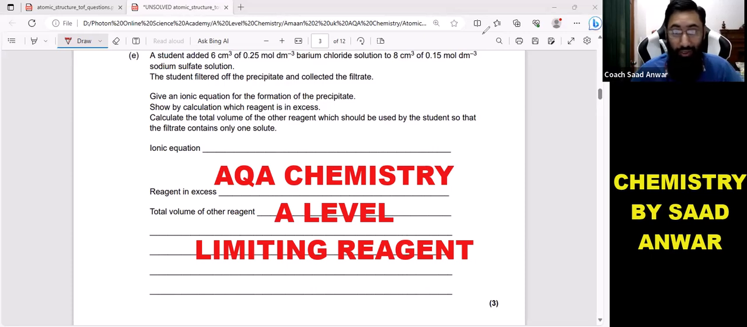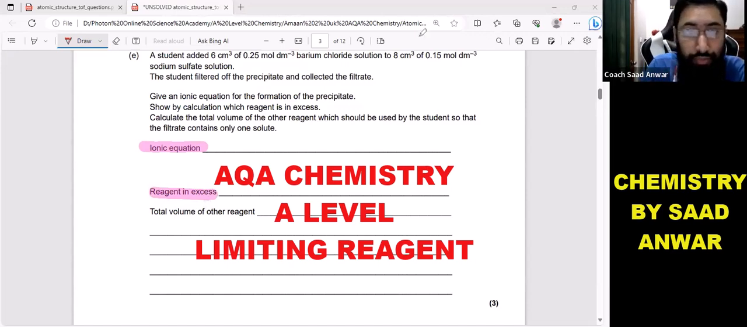And today we are going to solve a few questions, like one of the questions which you guys can see. In this question, the data is given to us and we have to find the ionic equation, determine the reagent in excess, and determine the total volume of the reagent.